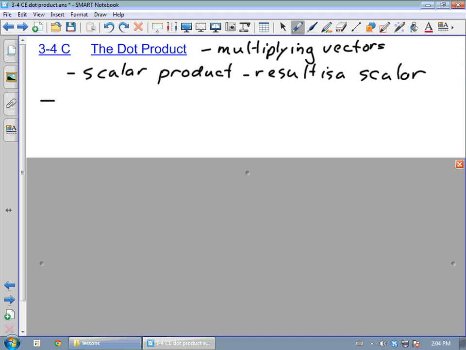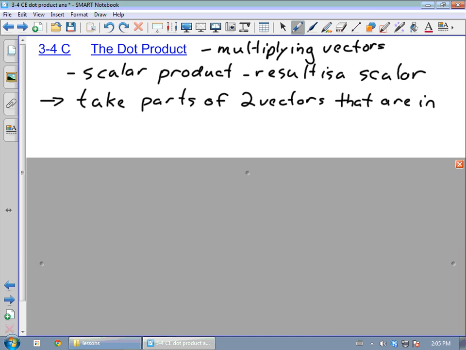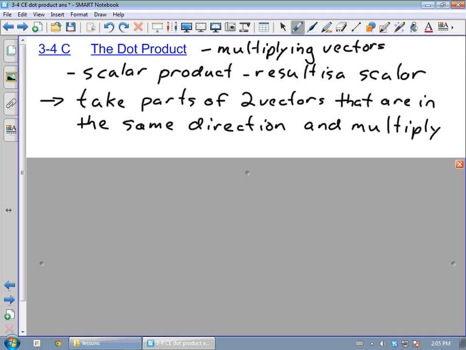When we're doing the dot product, to put it into words, we take the parts of our 2 vectors that are in the same direction, and multiply. This is how the dot product deals with the directional information.